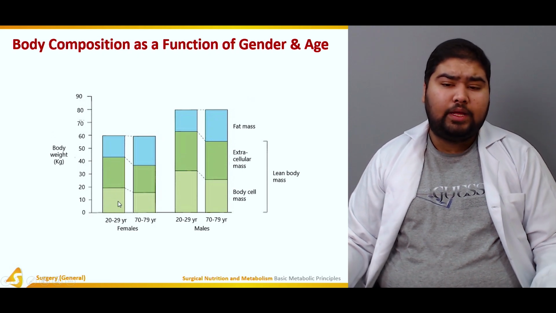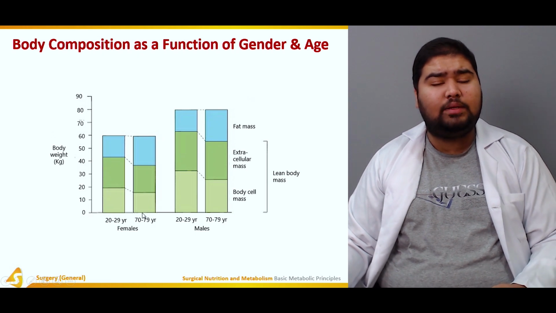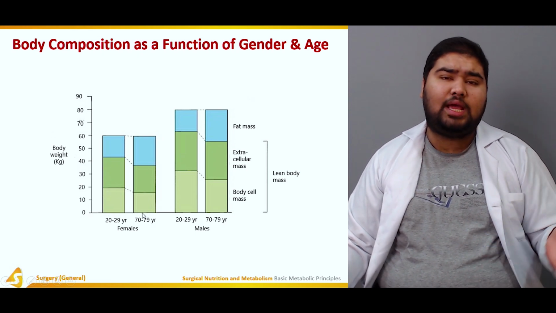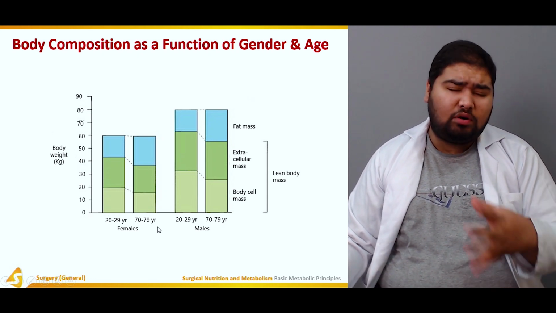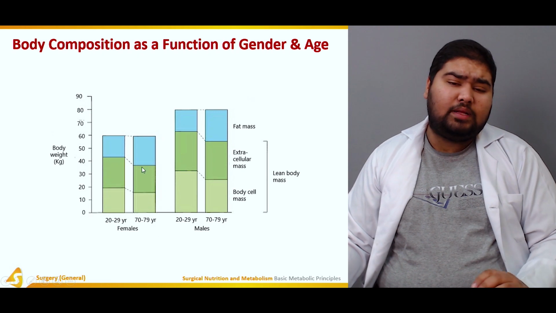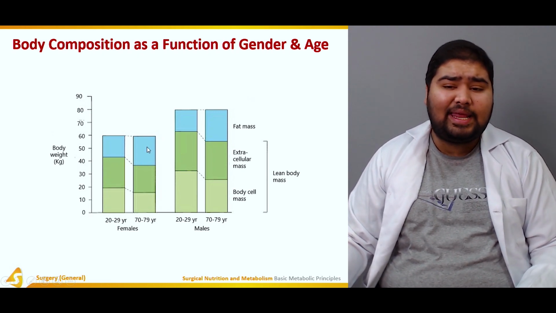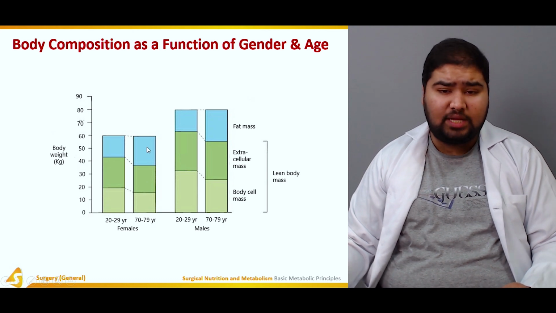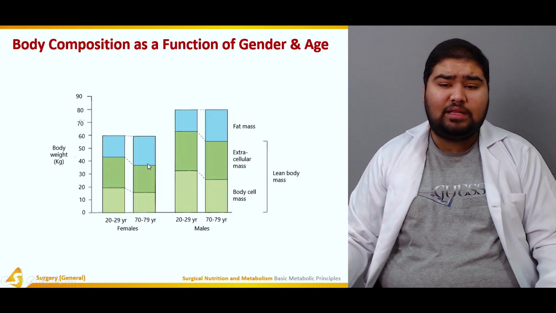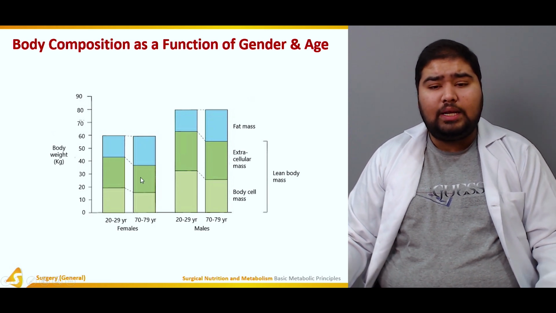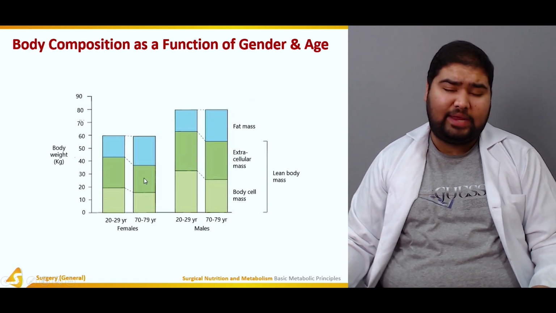Now when these females age and become 70 to 79 years of age, or when we compare them to females of 70 to 79 years of age, we see there's an increase in the fat mass in the body. Here you can see there's a slight increase in the fat mass of the body. Now there's a decrease in the extracellular mass of the body as well.